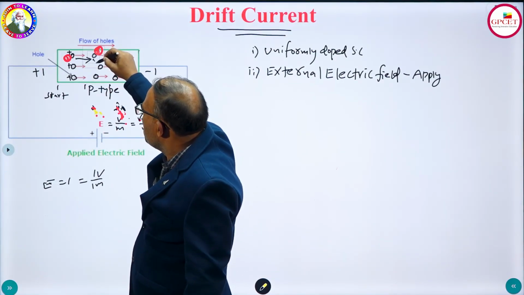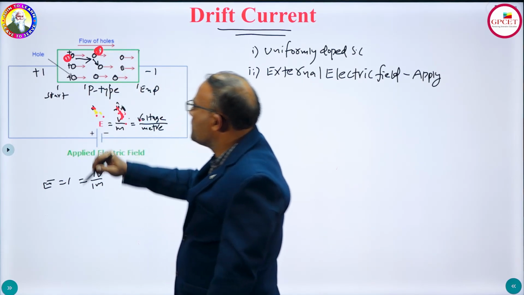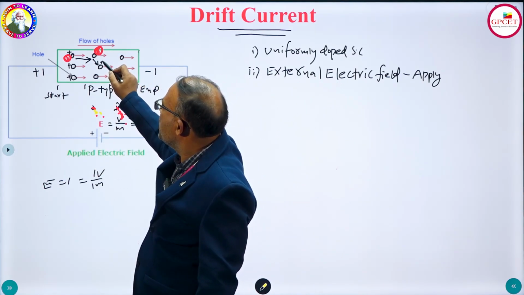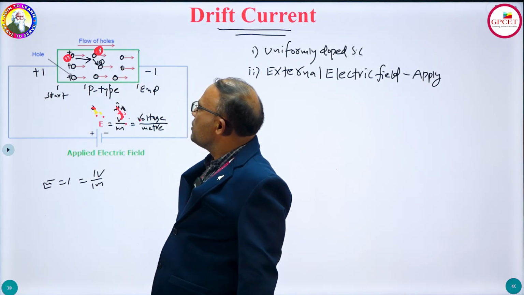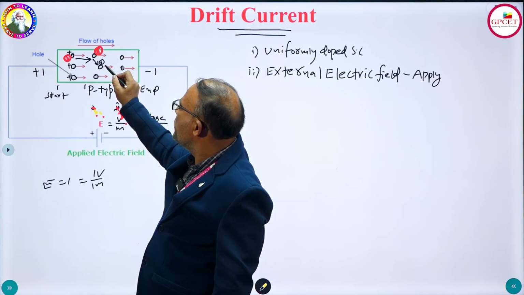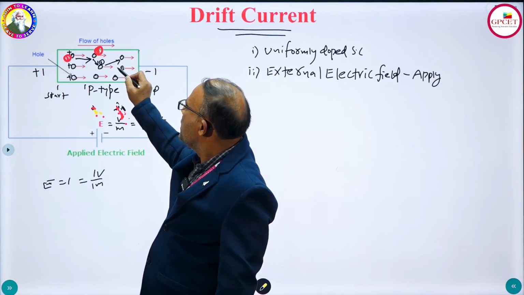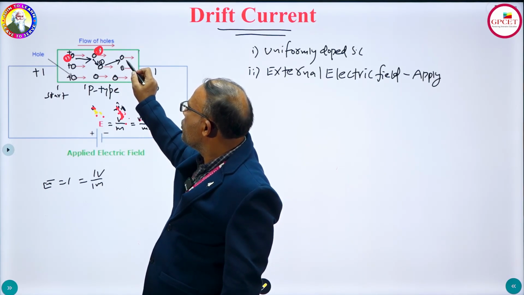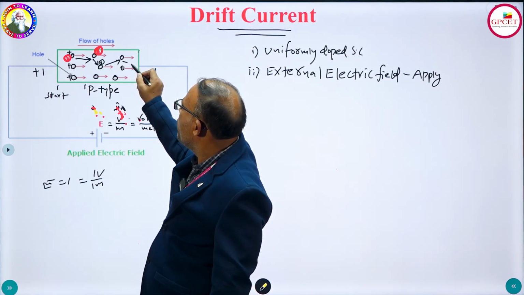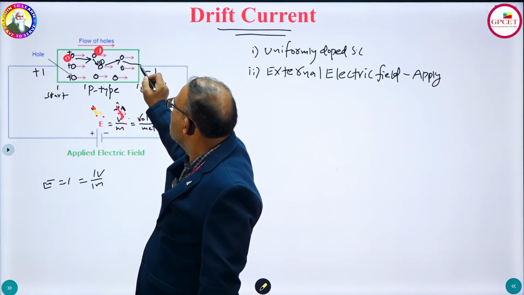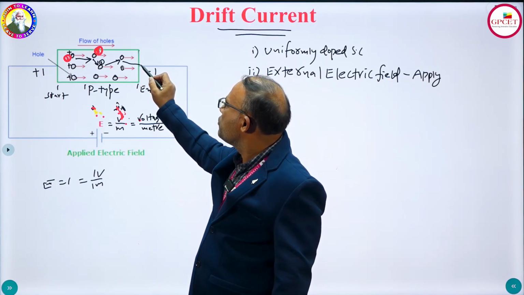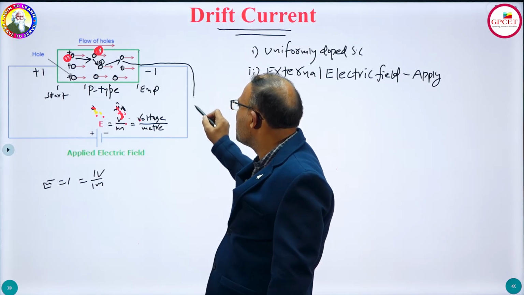So it is bouncing back towards the other direction like this. Now here is the first hole. Now it collides with another hole, again it bounces back and moves towards this side. Again it is overcome by another hole here, again the first hole collides with this one, and again it bounces back here. Now it is reaching the minus potential, so the hole is attracted towards the minus potential, and the current is flown like this.